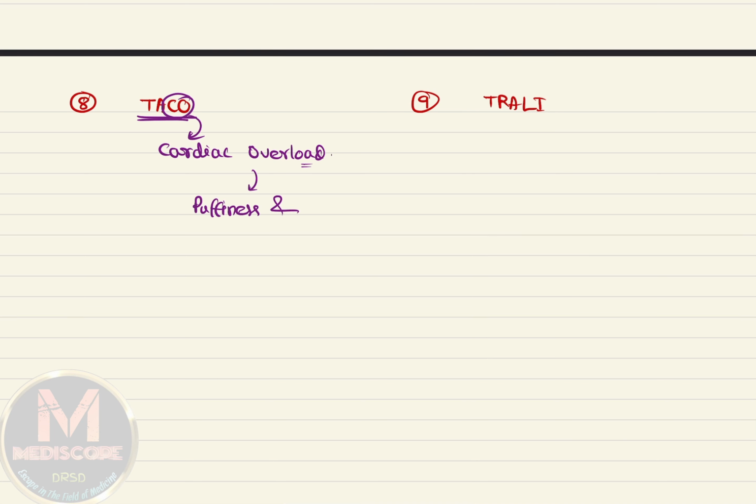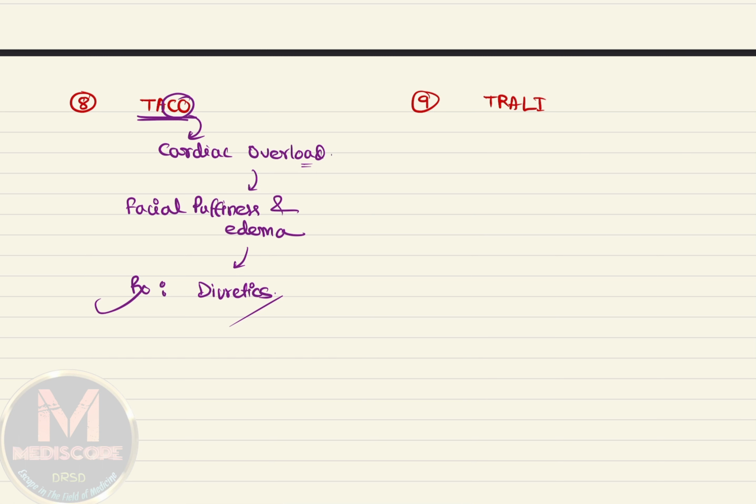Now, the two most important complications following massive blood transfusion are TACO and TRALI. TACO, where CO means cardiac overload, is transfusion associated cardiac overload. Cardiac overload leads to facial puffiness and pedal edema. You have to treat this overload with diuretics like furosemide. And next is your TRALI.